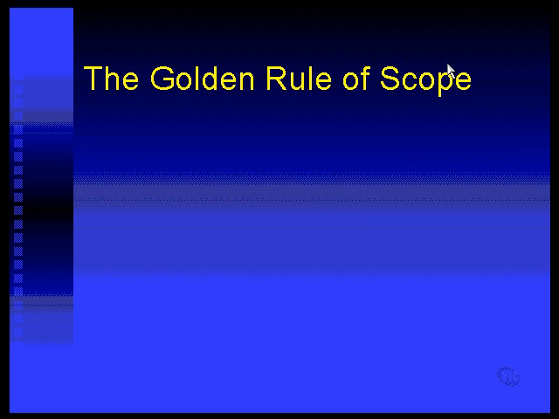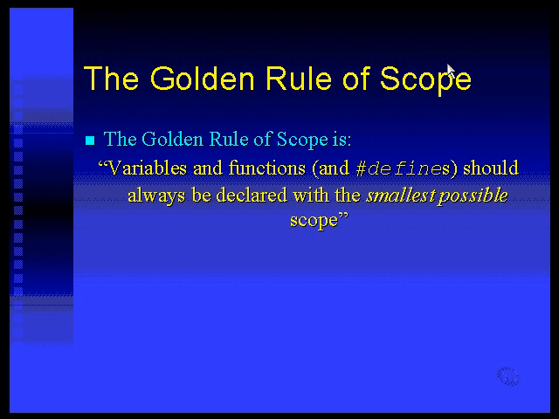Like all golden rules, this is more of a guideline. It's not actually a rule. If it was a rule, then the compiler itself would complain if you violated it. This is just good programming practice, and it is. Variables and functions, and hash defines for that matter, should always be declared with the smallest possible scope. In other words, make all your variables and functions as local as possible, which then of course gives us the corollary: don't use global variables. At least don't use them wherever possible.